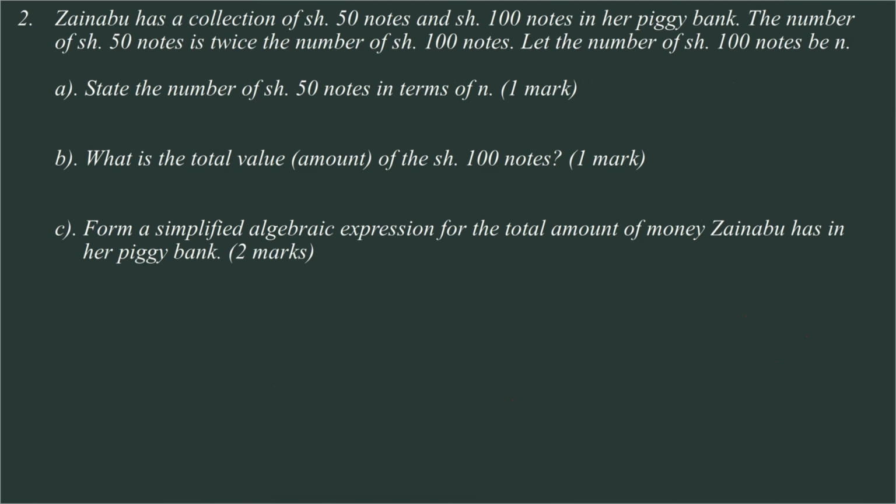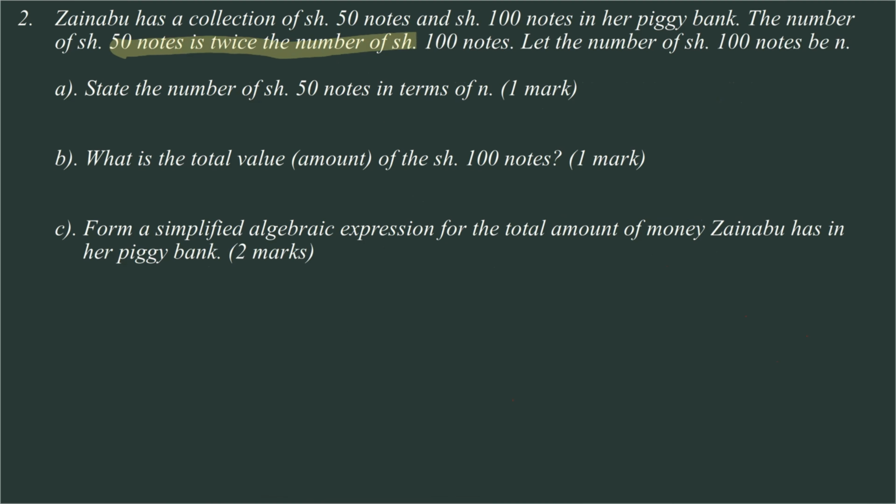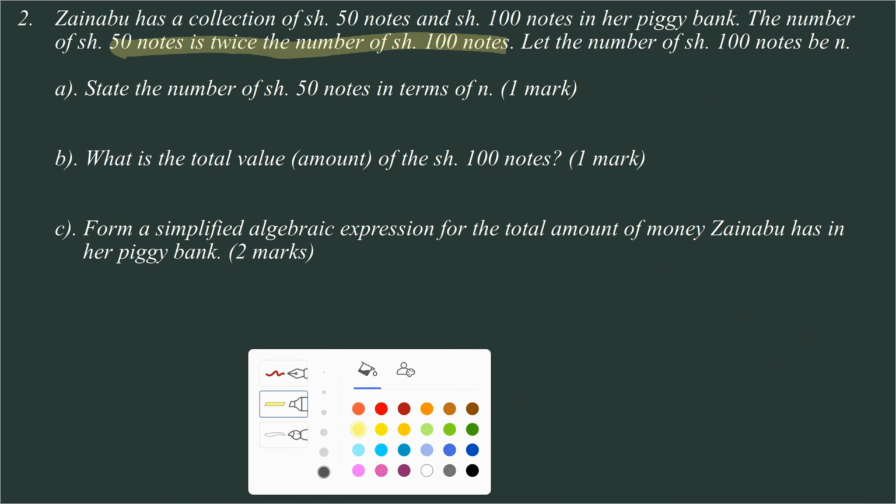Zainabu has a collection of 50 shillings notes and 100 shillings notes in her piggy bank. The number of 50 shillings notes is twice the number of 100 notes. Let the number of 100 notes be n. State the number of 50 notes in terms of n. So here, the number of 50 notes is twice the number of 100 notes. So since it's twice, we are going to double.